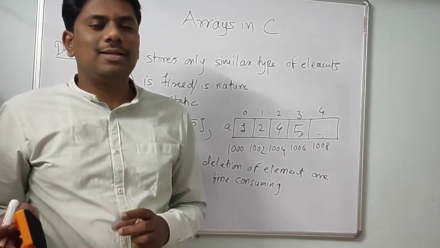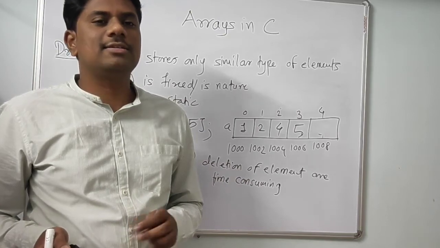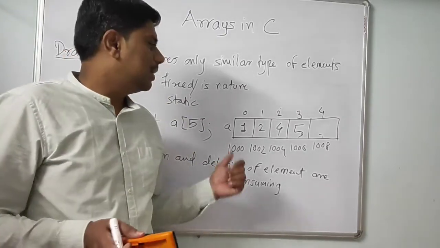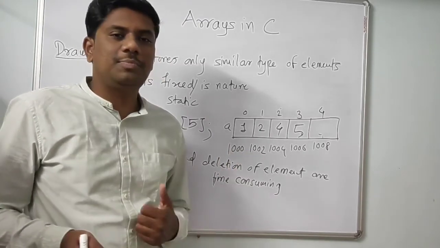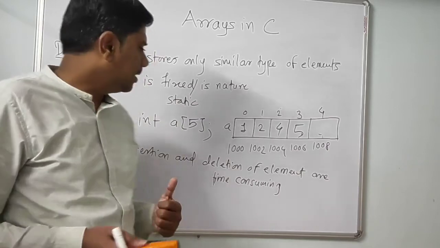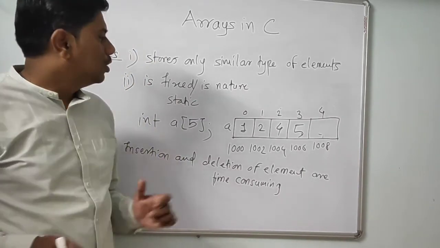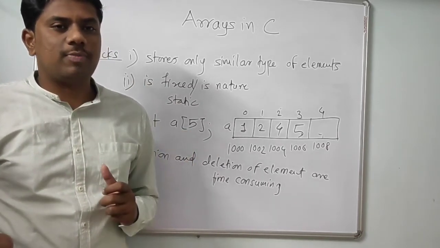But in the case of a linked list, that is very easy and not time consuming. Insertion and deletion operations are faster in terms of a linked list. But in the case of an array, they are slower and time consuming because of these shifting operations. So this is also one of the major drawbacks of an array. I hope you are clear with the advantages and drawbacks of an array.